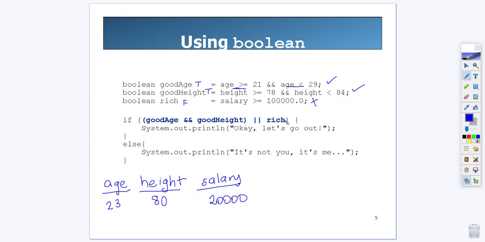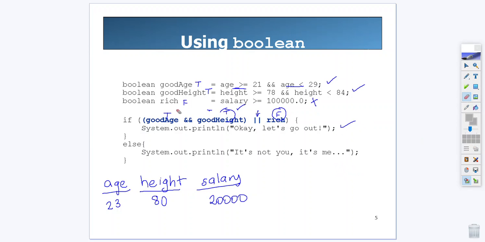So when I come to evaluate this, I would substitute my Boolean values, so good age is true, good height is true, and rich would be false. So let's see. Good age and good height. Remember, for an and, both of them have to be true, which is the case. So this would be true, and then this is false. But that's okay, because for an or, remember, any of them have to be true. And so this would say, okay, let's go out.